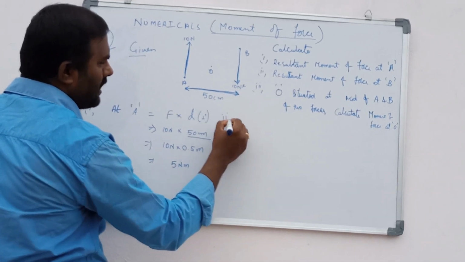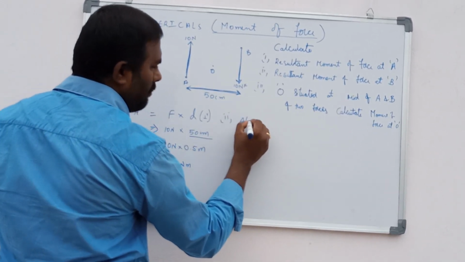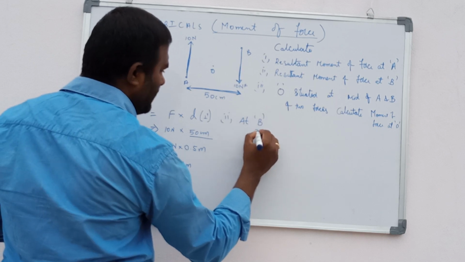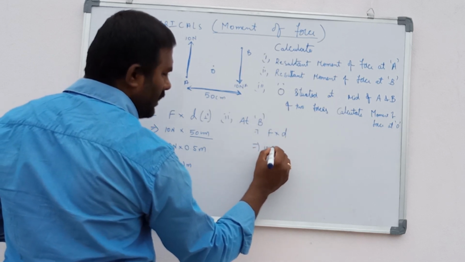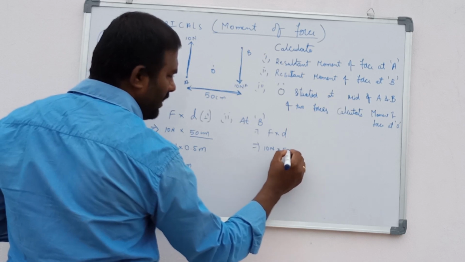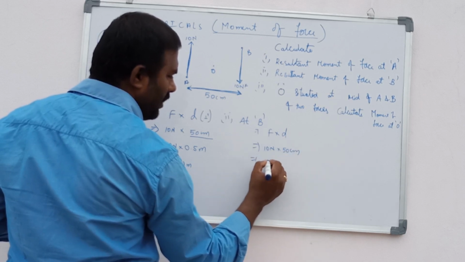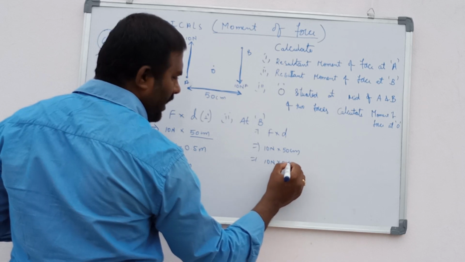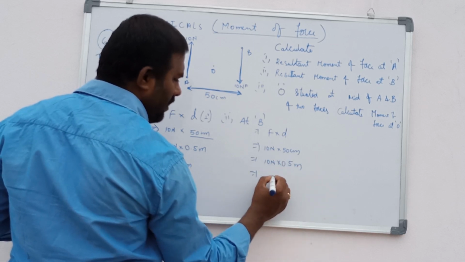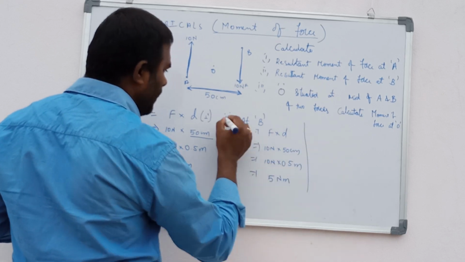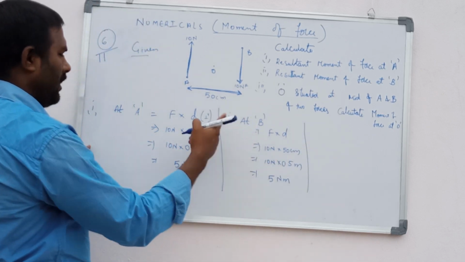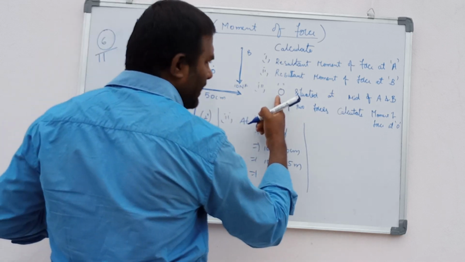Then the second one is the same, at B. At B, same F into D, nothing but 10 newtons into 50 centimeters, that is 10 newtons into 0.5 meters, which is nothing but 5 Newton meters. So this is the moment of force at B. Now they are asking for the moment of force at O.